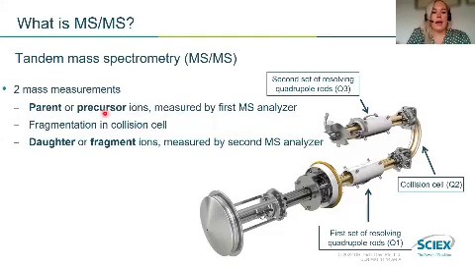So what is MSMS? As opposed to MS, we're looking at 2. So we've got Q1 here, which is our first mass measurement, where we select our precursor ion. And we've got Q2, which is our collision cell, where fragmentation occurs. And the difference here is we've got Q3, our second mass analyzer, where we're going to select our product ion or fragment ion.